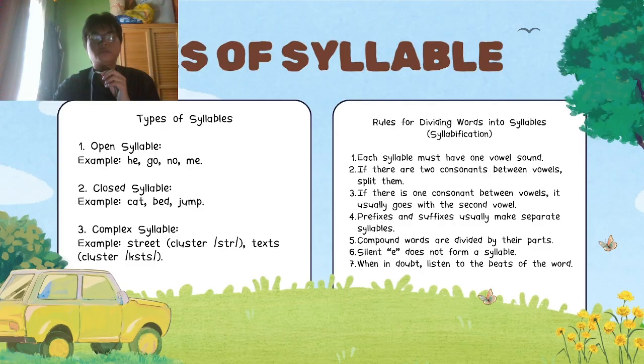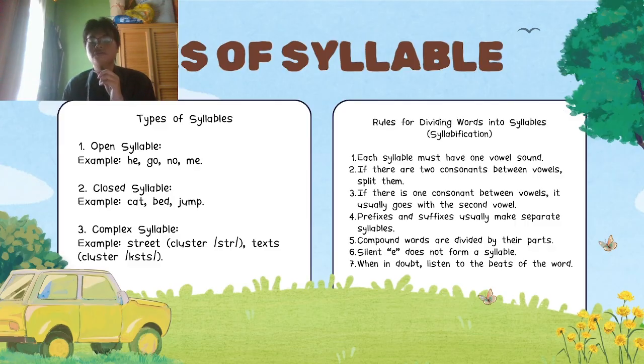And then rules for dividing words into syllables, or syllabification. So each syllable must have one vowel sound. Like banana, there's three vowels, three syllables. If there are two consonants between vowels, split them. Like happy and then little. If there's one consonant between vowels, it usually goes with the second vowel. Like open, even.